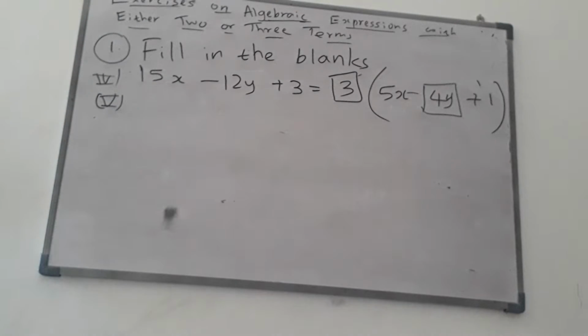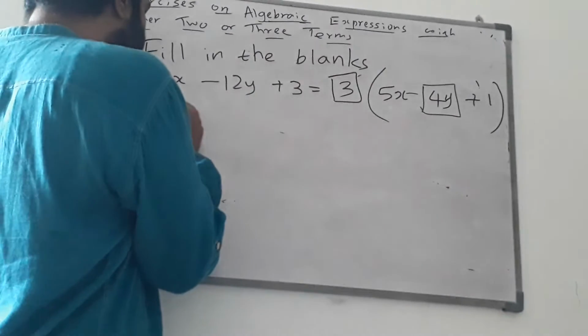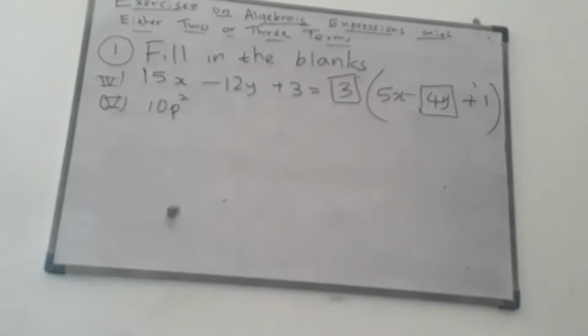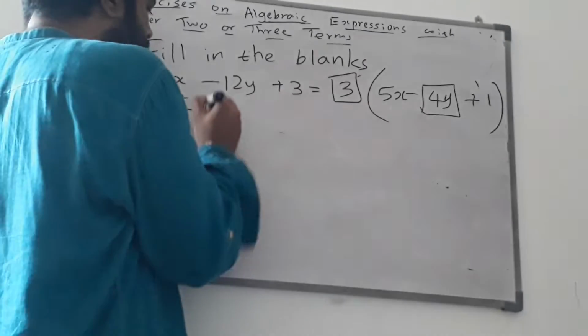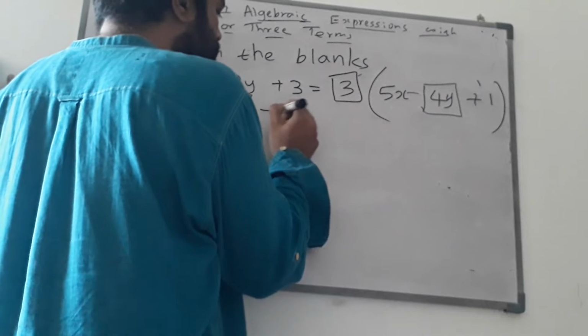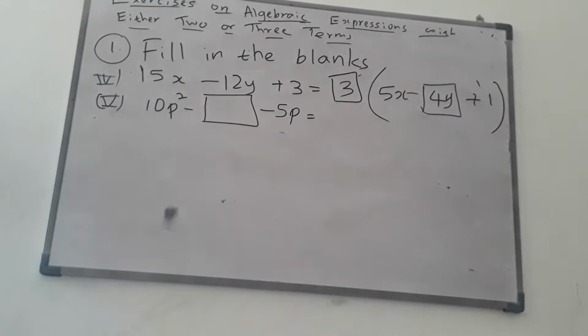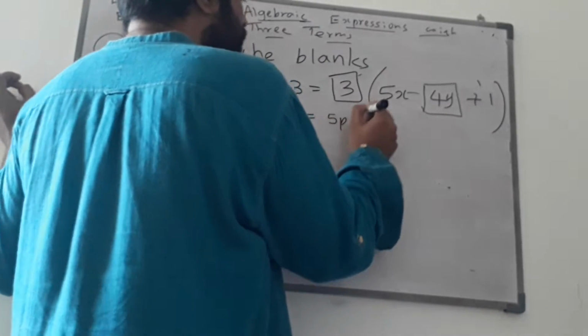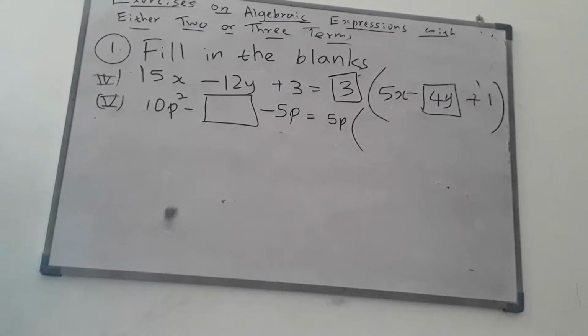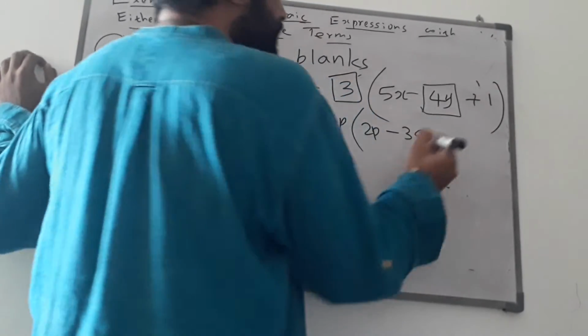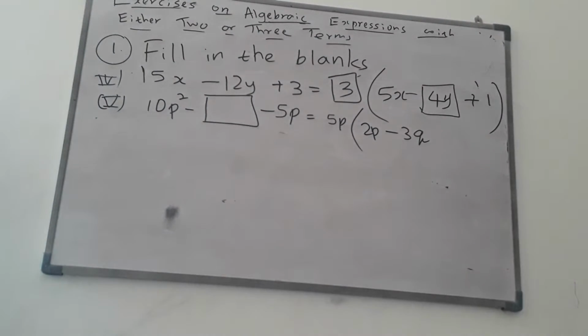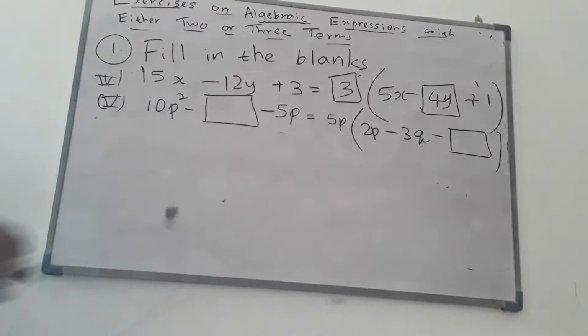Fifth question. 10p squared minus blank, minus 5q. 10p squared minus blank minus 5. We can take 5p out within brackets: 2p minus 3q, minus blank, a blank box.